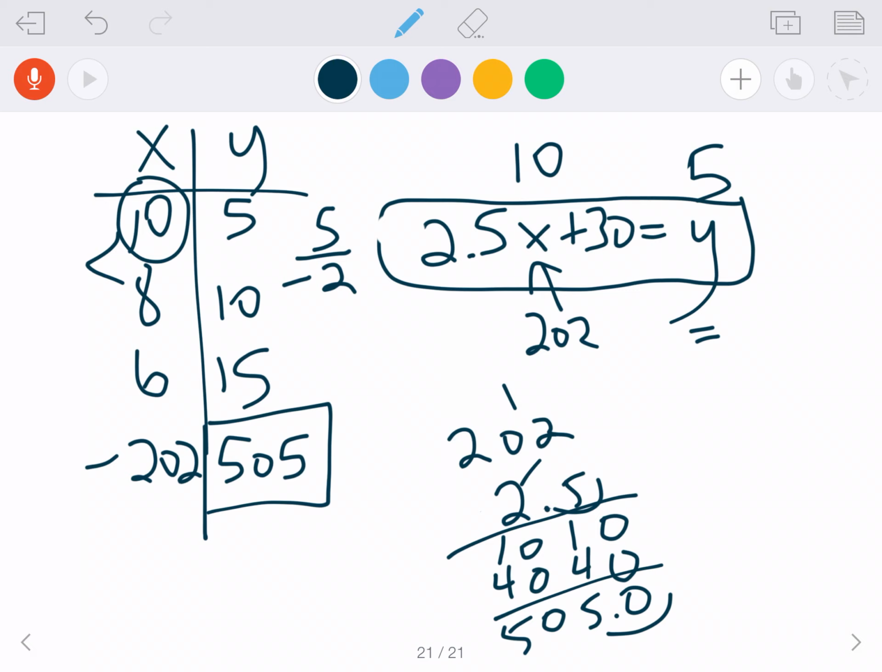505. So even when you have a fraction that became a mixed number, that became a decimal, it's still a basic procedure if you follow these steps.